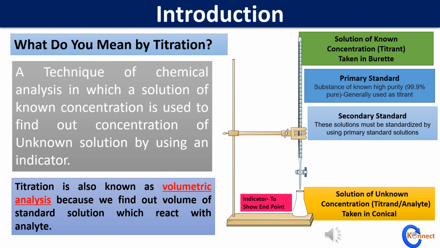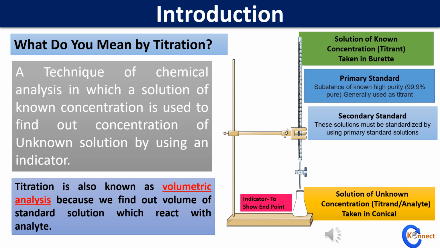Now the question is, how would you know that we have achieved the end point? The answer is indicator. The indicators change their color to indicate the end point, where we can stop adding titrant immediately from the burette. All the titrations always have three components. One is the solution of known concentration, which is also known as titrant and generally taken in the burette. Another component is the solution of unknown concentration, which is called analyte or titrand. And the third component is the indicator, which tells us about the end point.